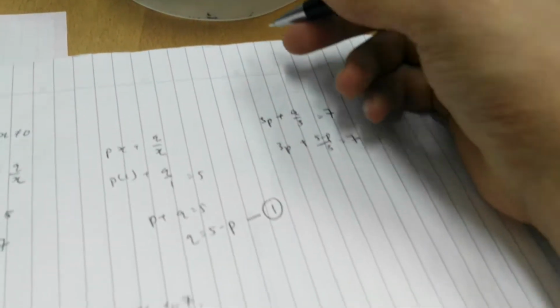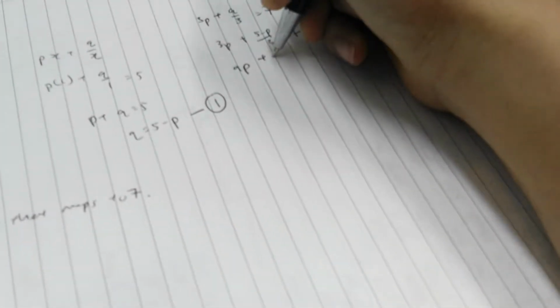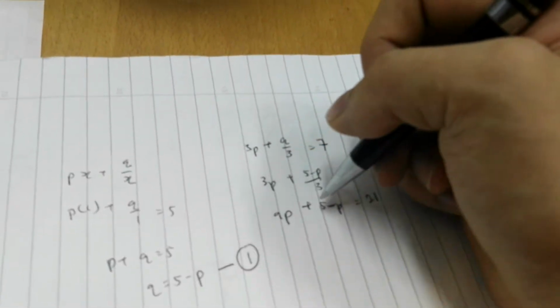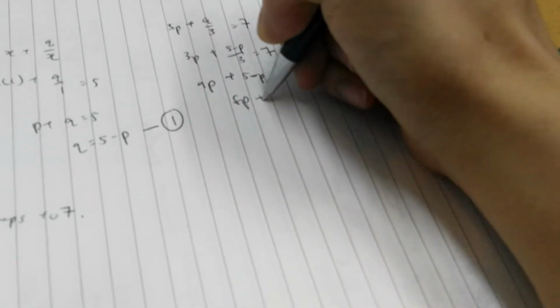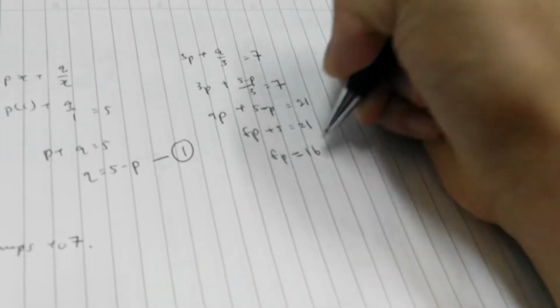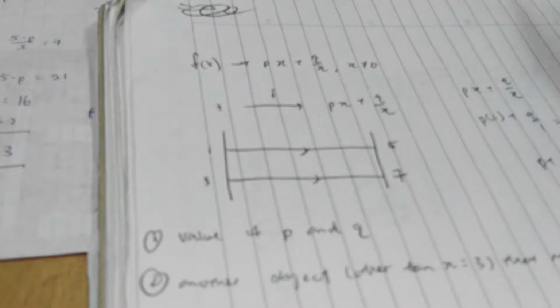Equals 7. Okay, this whole equation you times 3, so 3 times 3 is 9p, plus this one over 3 over 3, it means 5 minus p is left, and 3 times 7 is 21. So the whole equation times 3, so 9p minus p equals 8p, 8p plus 5 equals 21. 8p equals 16, so p equals 2, so that means q equals 5 minus 2, q equals 3.